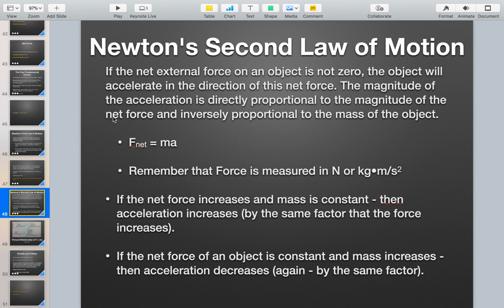Small force, it'll accelerate smallly. Big force, and it'll accelerate bigly. I'm making up words here, right? You know that these aren't scientific words.